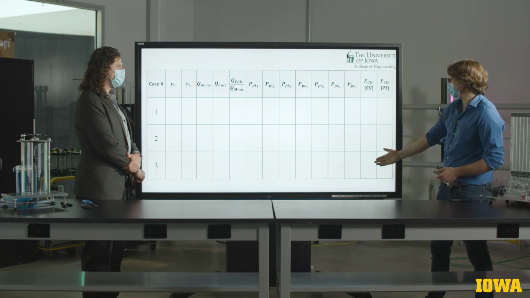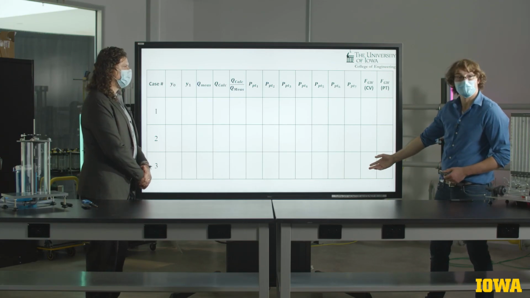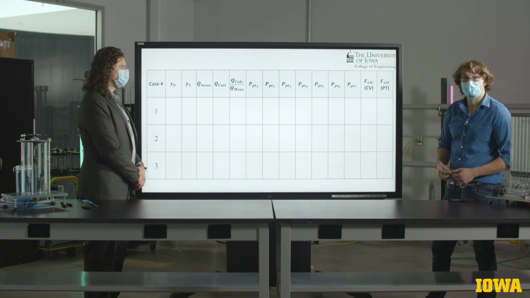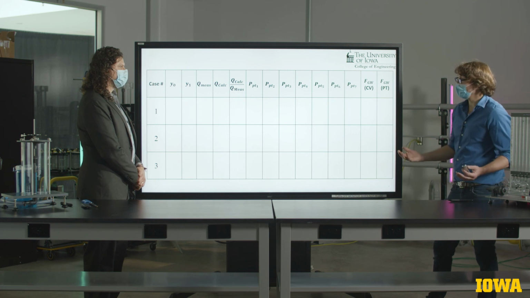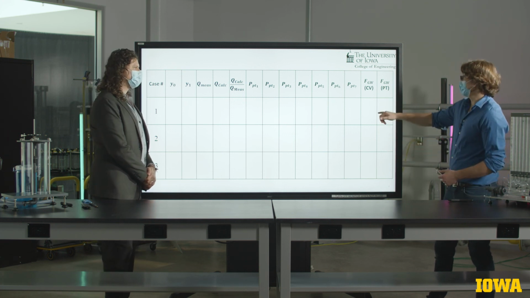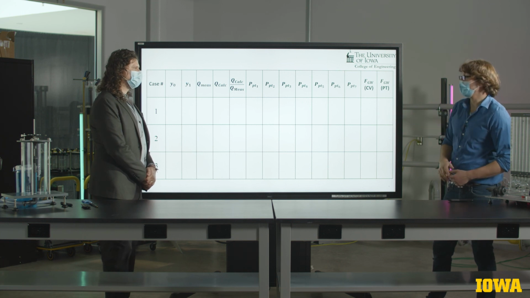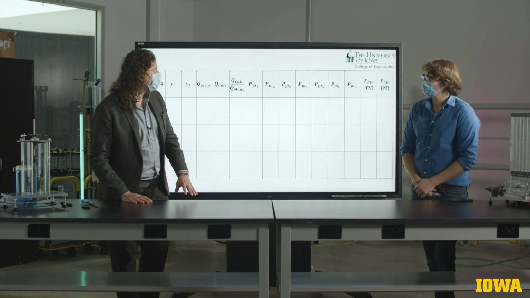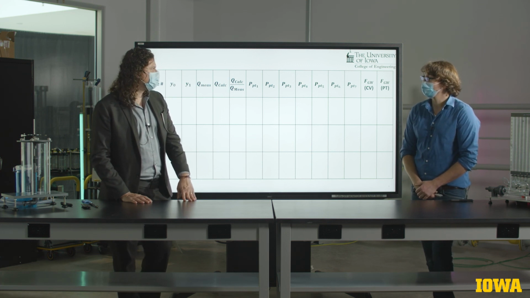So this column would give you the force calculated using the control volume analysis, and this column using the integration of pressures. And ideally, we would have very close agreement between the left column and the right column for each row. So I think with that, that concludes our experimental setup.